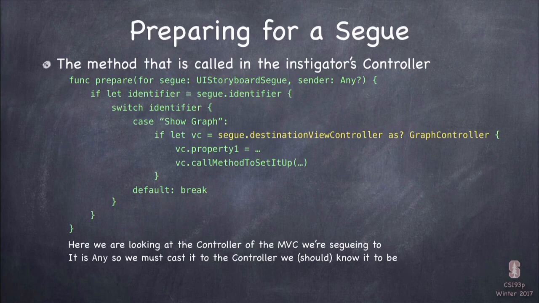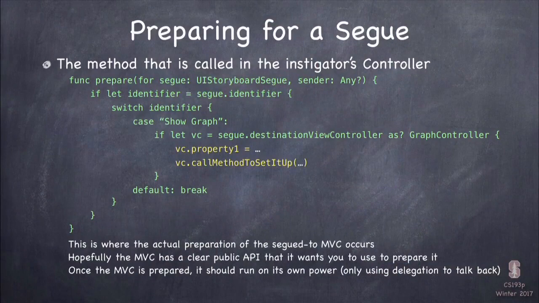So we have to use as. Remember the as, and I told you you could cast anything, not just any object. You can cast a UI view controller to try and downcast it to a specific view controller. So here I'm going to try and cast the destination view controller to be a graph controller. I'm going to assume the graph controller is the type of the controller of my graph MVC. And if I'm able to do that, which I should be because I know this is the show graph segue, so I better be. If I'm not, then I want to raise an exception here because I'm really expecting to be able to do it.